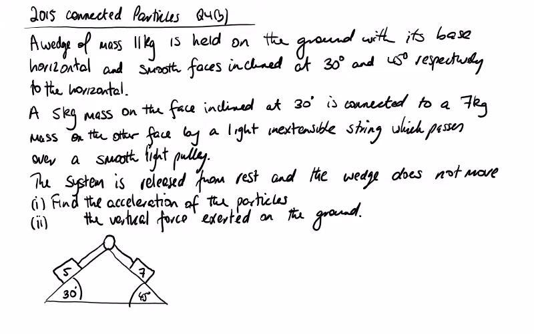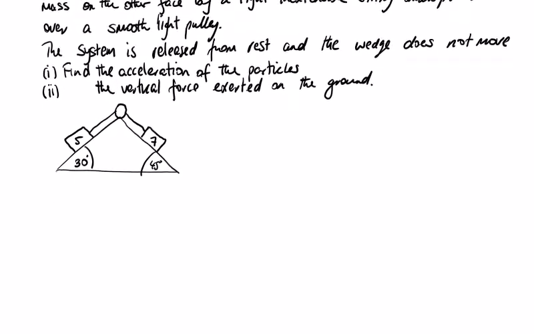A wedge of mass 11 kilos is held on the ground with its base horizontal and smooth faces inclined at 30 degrees and 45 degrees to the horizontal. A 5 kilogram mass on the face inclined at 30 degrees is connected to a 7 kilogram mass on the other side of the face by a light inextensible string which passes over a smooth light pulley. The system is released from rest and the wedge does not move, and this was the diagram given.